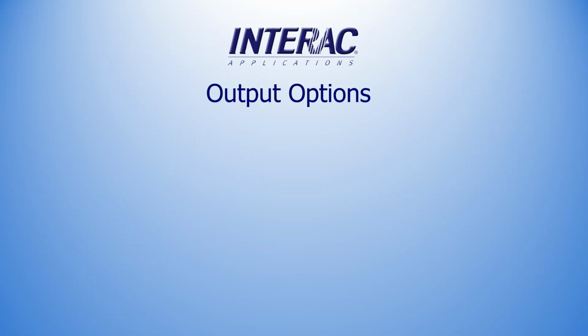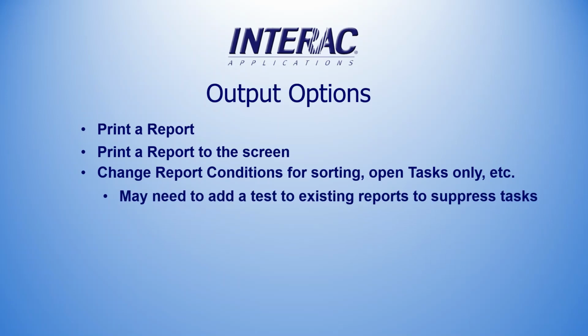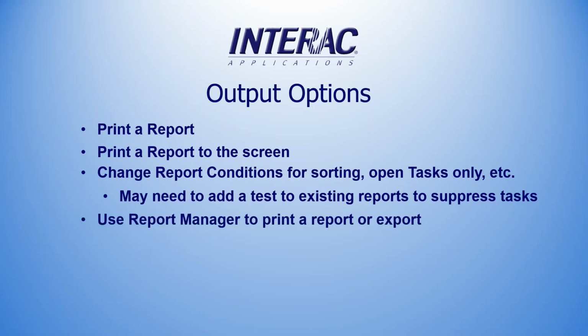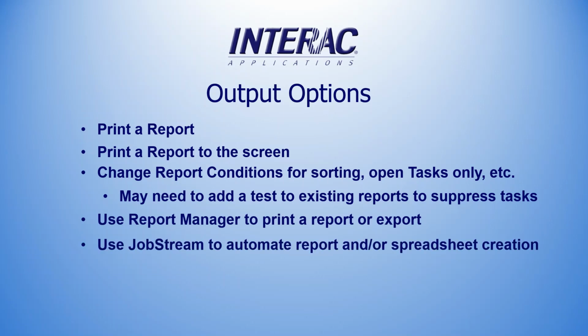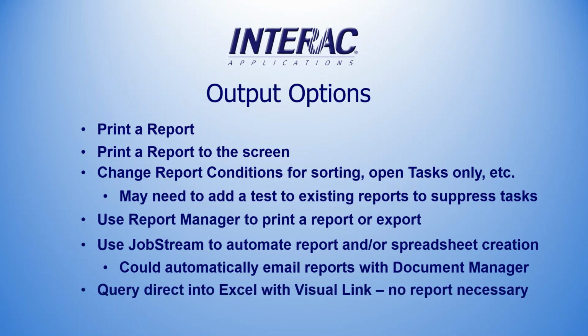We have a number of output options. We can print a report. We can print a report to the screen. We can change report conditions or other report elements for sorting and so forth. We may need to add a test to your existing report to suppress tasks if you do not wish to have them there. We can use Report Manager to print a report or export. JobStream can automate reports and creation of spreadsheets if desired. And we could automatically email reports, if we're using Document Manager, to each project manager. We could query direct into Excel with VisualLink with no report necessary at all.